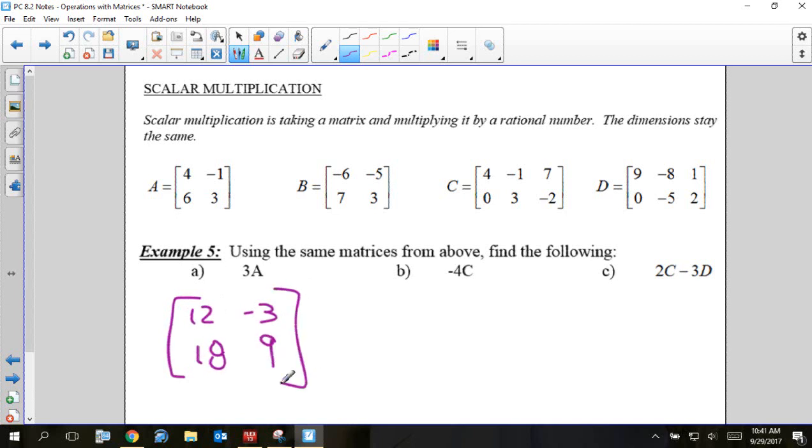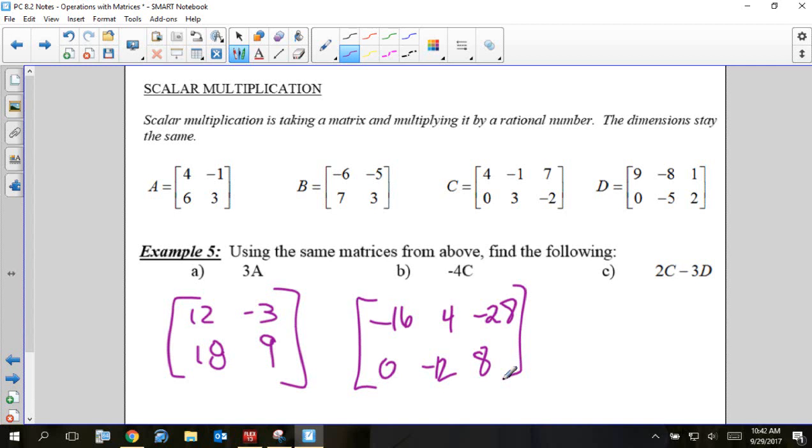Easy stuff. Question B, -16, 4, -28, 0, -12, 8. Then when you go to do question C, you just need to make sure you're following order of operations. So we have to multiply by 3 first, then subtract them.